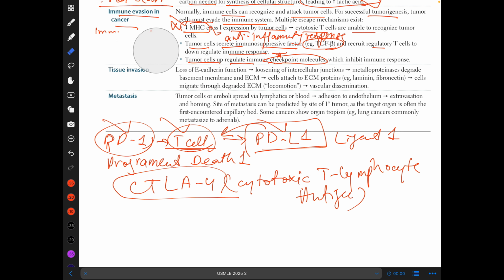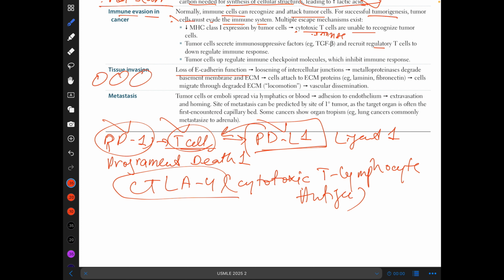Now we are doing the next part, that is tissue invasion. The tissue invasion is due to loss of E-cadherin function. E-cadherin is responsible for cell contact. When E-cadherin loses its function, there is loss of intercellular junctions, and the metalloproteinases degrade the basement membrane and ECM.